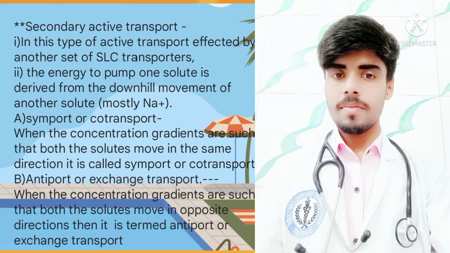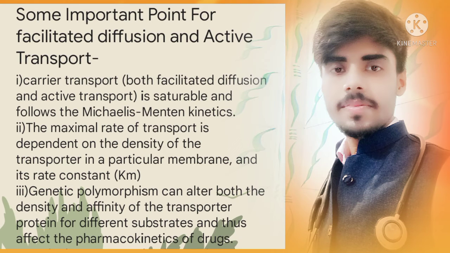As you already know about this type of transport, it was already discussed in your previous classes. Now we'll discuss some important points for facilitated diffusion and active transport. Both facilitated diffusion and active transport are saturable and follow Michaelis-Menten kinetics, right? According to Michaelis-Menten kinetics, the maximum rate of transport is dependent on the density of transporters in a particular membrane and its constant Km, also known as the Michaelis-Menten constant, right? Another factor you should remember is that genetic polymorphism can alter both the density and affinity of transporter proteins for different substances and thus affect the pharmacokinetics of drugs.